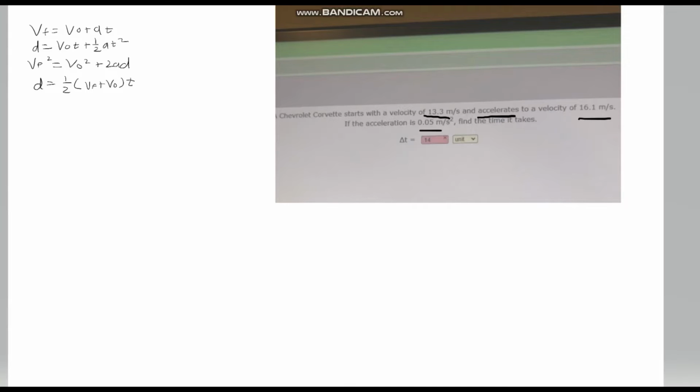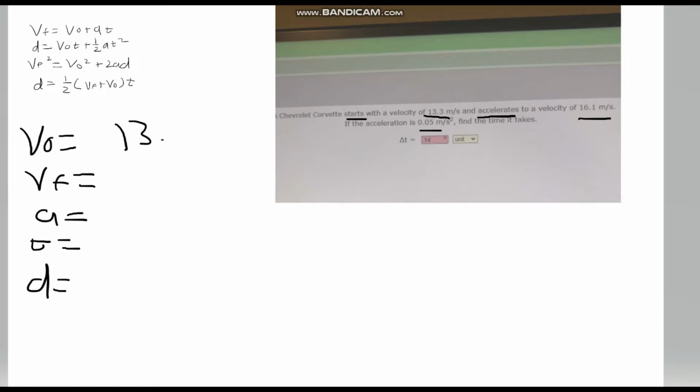The first step you do is write down all the variables, okay? So initial velocity, final velocity, acceleration, time, and distance. In this problem, you see it says it starts. That's a key word, starts. So it means the initial velocity will be 13.3. And then it accelerates, which means it will go faster.